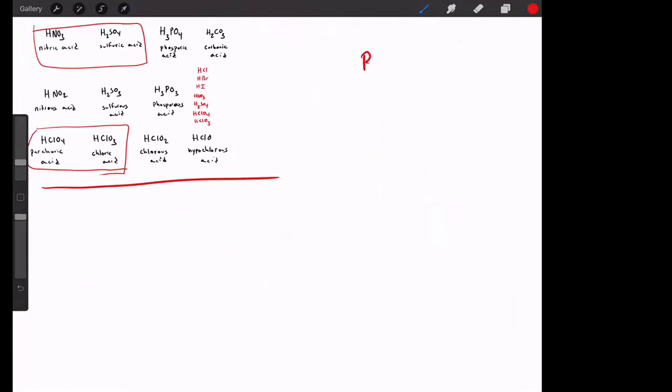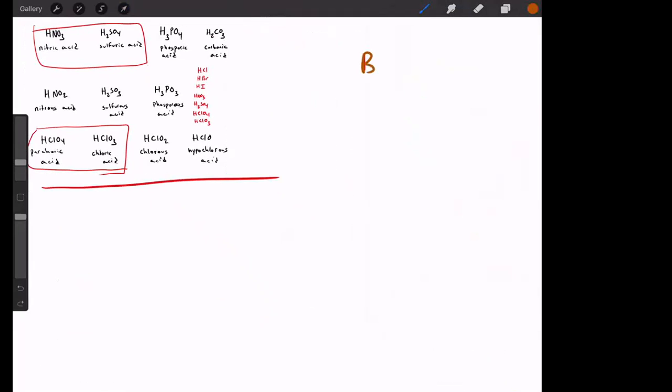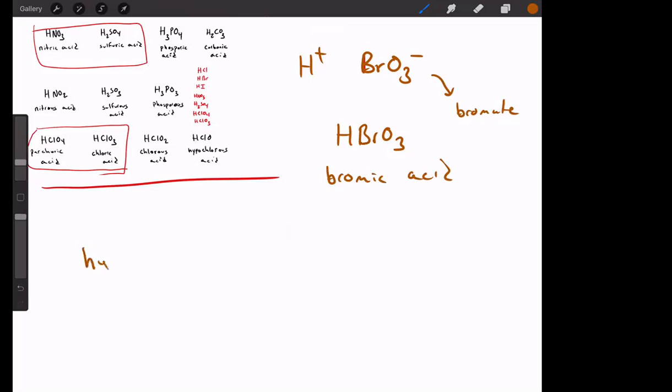What about the acid here? HBrO3. This is bromate. So this one would be bromic acid. Well, what's the formula for hypobromous acid?